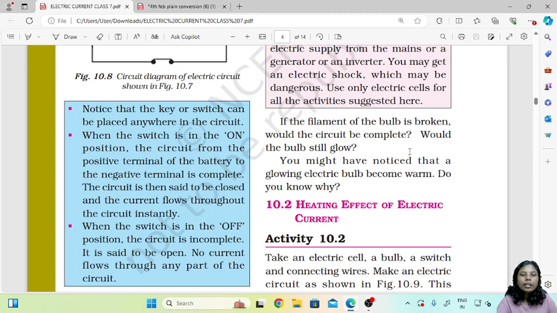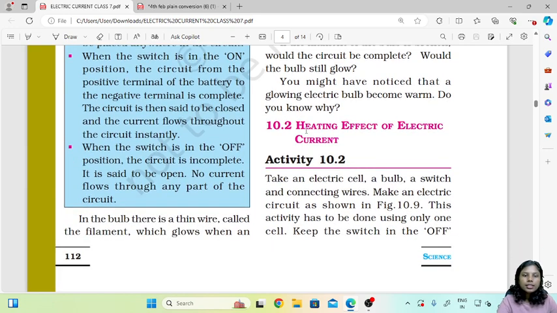No. You might have noticed that a glowing electric bulb becomes warm. Do you know why? When we keep any electric bulb on for a longer time, what happens? We see it gets heated, it gets warm or it gets hot. So why is that happening? Now let's see the heating effect of electric current.